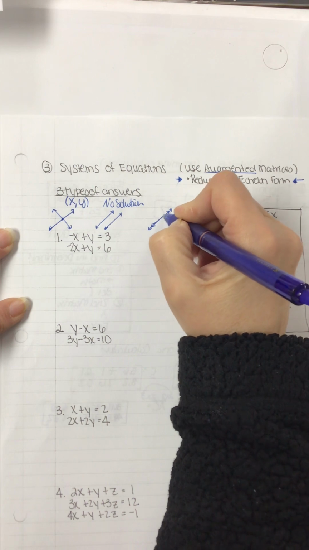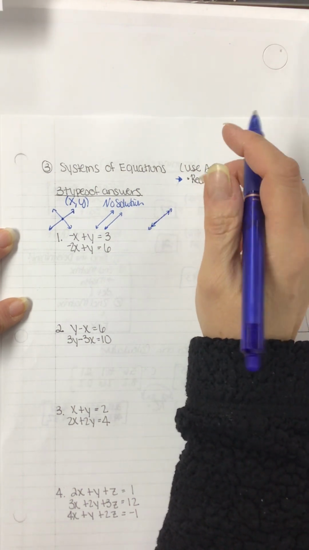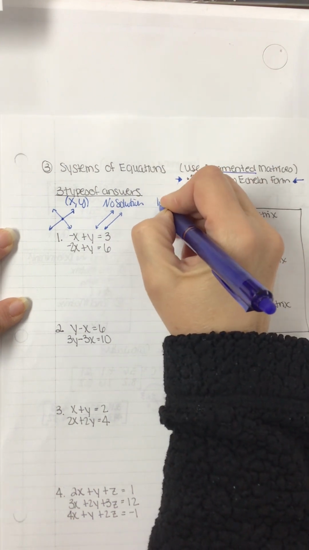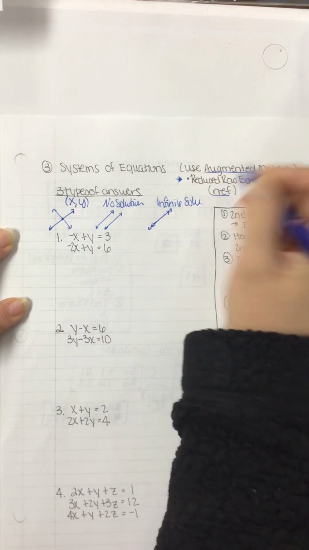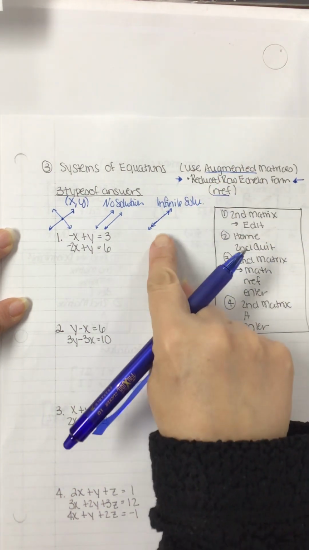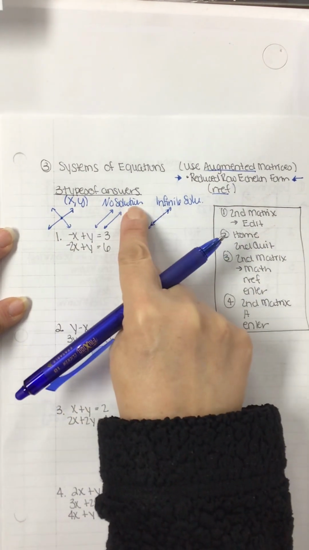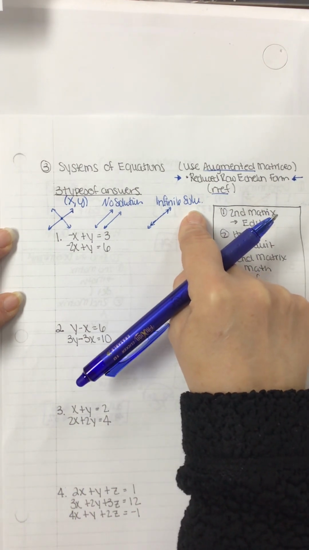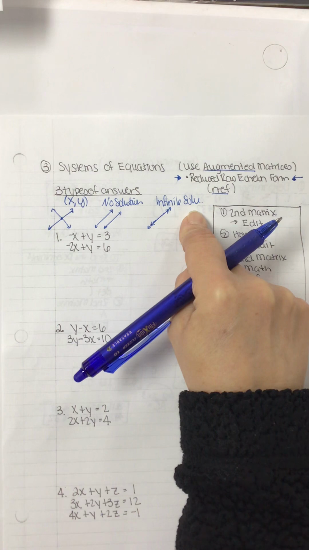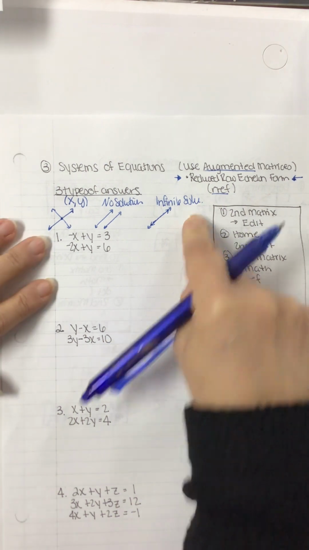And then what happened when we had one line directly on top of the other line? Remember, every one of these points is a solution, right? How did we describe that? Infinite solutions. So there's three possibilities. You're going to either have an XY point, you're going to have no solution, or you're going to have infinite solutions. That was the same when we were graphing them using substitution and elimination. It's going to be the same when we're using augmented matrices. Okay? So let's look at example 1.